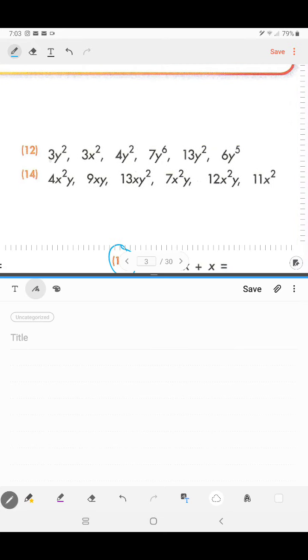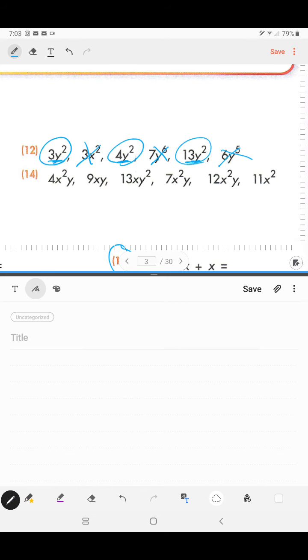For number 12, we've got y2. We have an x2, but x and y are different, so this is not one of them. y6, 6 is bigger than 2. y5, 5 is bigger than 2. So these are your like terms.